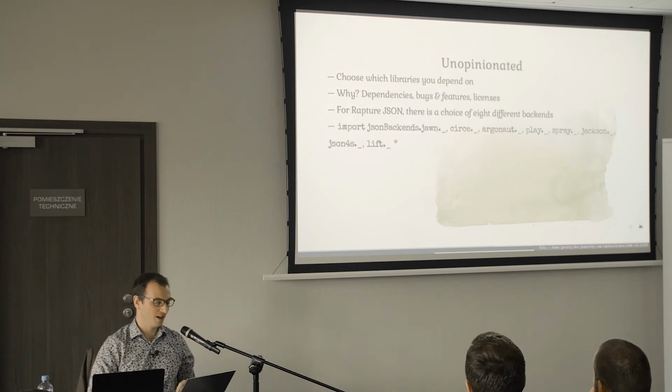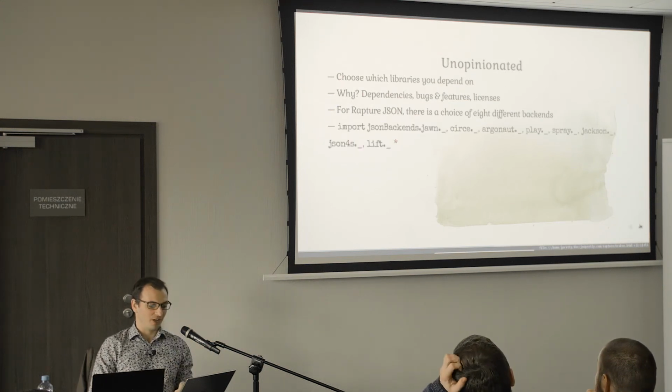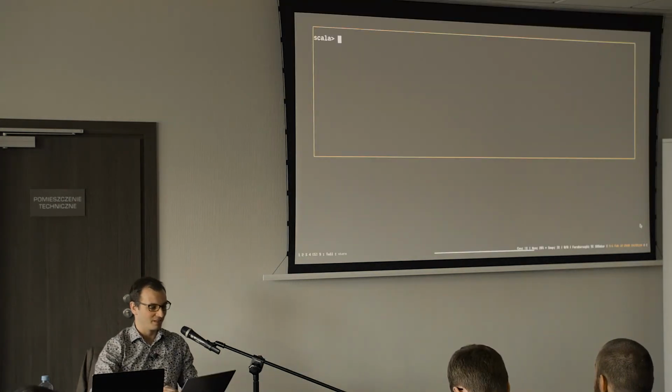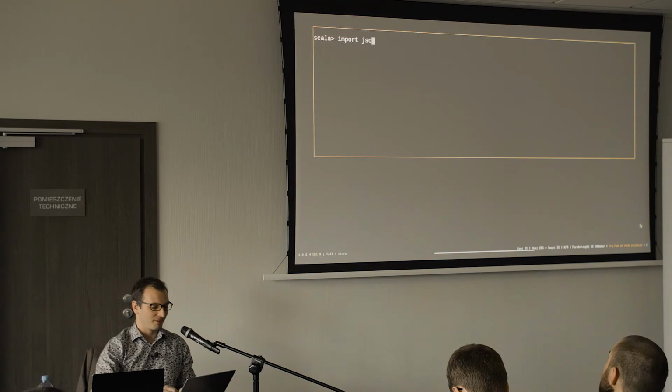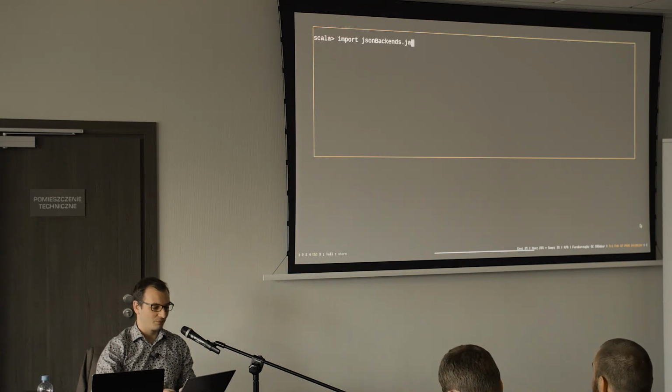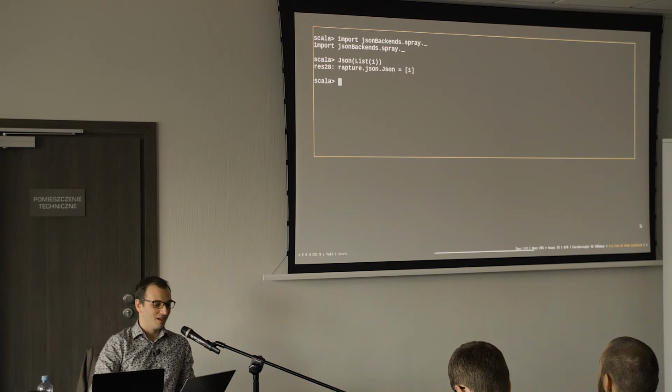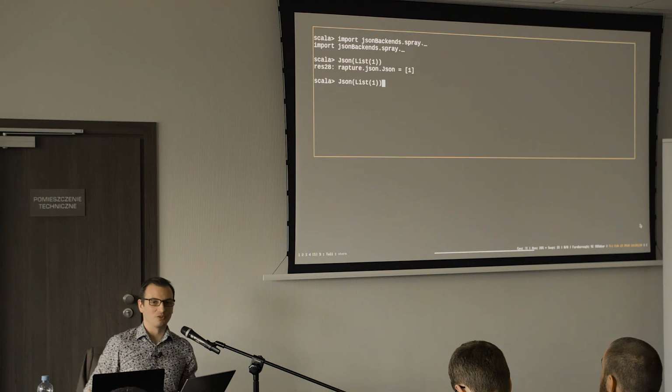And for Rapture JSON, we have a choice of 8. We do Jawn, Circe, Argonaut, Play, Spray, Jackson, JSON4S, and Lift. If that's not enough choice, then I don't know what is. And just a very quick demo of this. If we import one of these, well, let's do Spray. And then we can refer to, I don't know, let's have a list of one value. That's a value now represented by a Spray AST. Now there's not much evidence of that Spray because the Rapture JSON API hides all those differences.